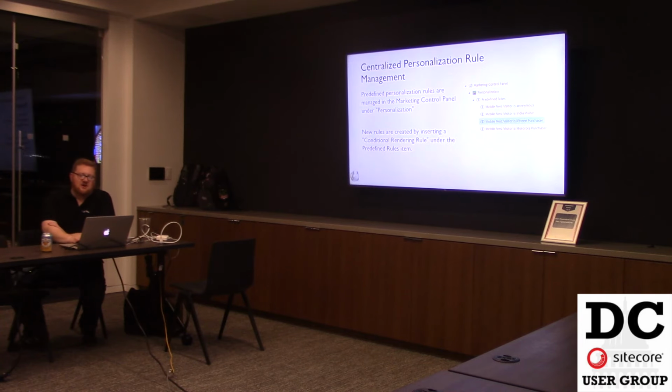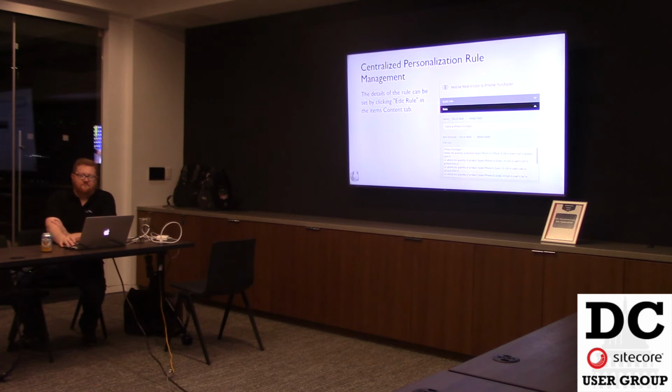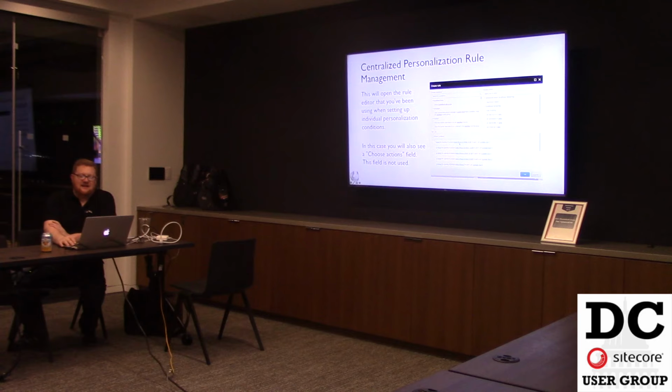So this is all done in the marketing control panel underneath personalization. New rules are created by creating a conditional rendering rule under the predefined rules item. It's got a name, and then it's got a field that holds the individual rule. In this case, you can see we're targeting people who are purchasing an iPhone. You click the rule to edit it. It'll open up the rule editor that you've seen when you're setting up personalization. This should be pretty old hat by this point.